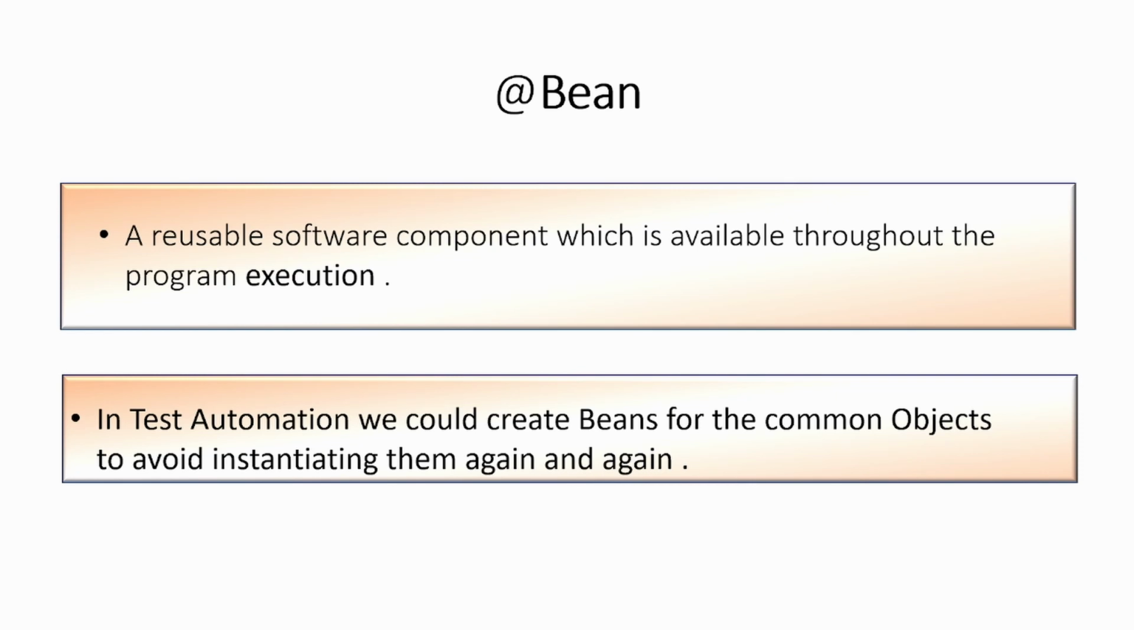In test automation, how we can use bean is that whatever common libraries or common objects we might be using again and again, we can declare a bean for that. So hence we don't have to instantiate them again and again. We can use the instance which is already created.